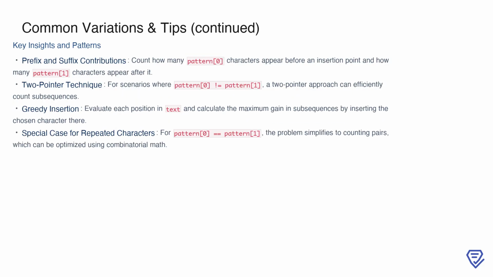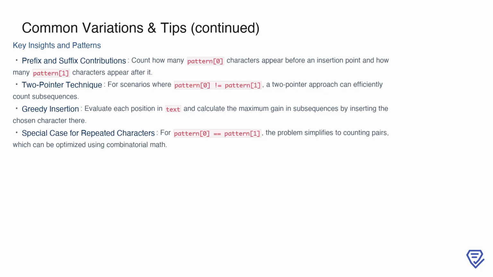To wrap up, there are some key insights and patterns that can greatly enhance your solution. One powerful strategy is leveraging prefix and suffix contributions. By counting how many pattern 0 characters appear before an insertion point and how many pattern 1 characters appear after, you can efficiently calculate the effect of inserting a character at any position. When the two characters in pattern are distinct, the two-pointer technique is another efficient way to count subsequences. For a more strategic approach, you can evaluate each position in text and calculate the maximum gain in subsequences achieved by inserting the chosen character there.